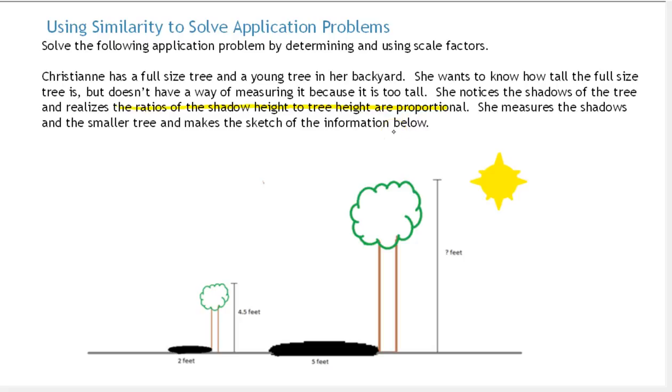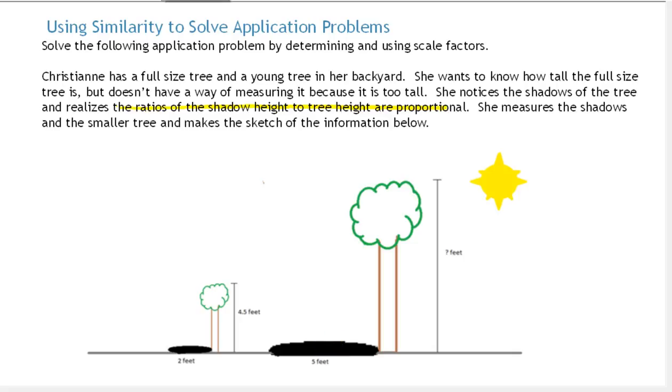Okay, so this is a common application problem using similarity when the sun shines on objects from the same direction. The taller the object is, the longer its shadow would be, which makes sense, and it turns out that these values are actually proportional.